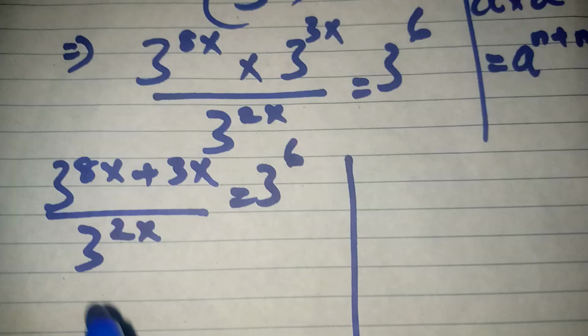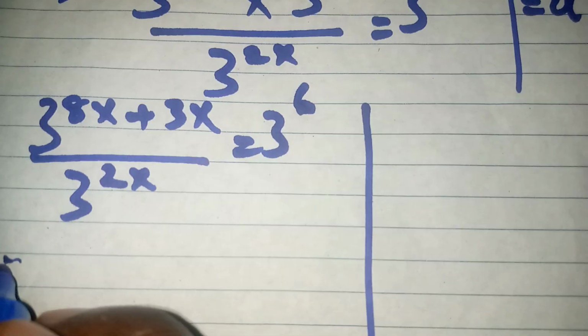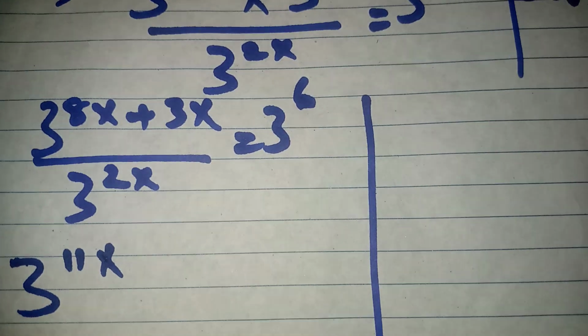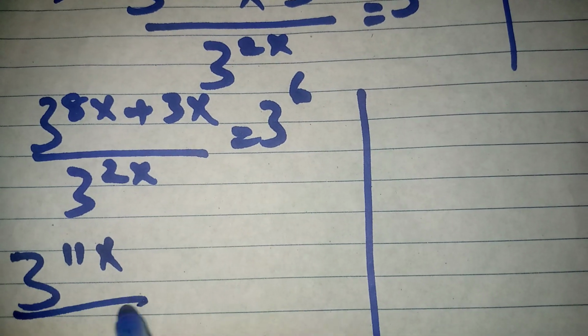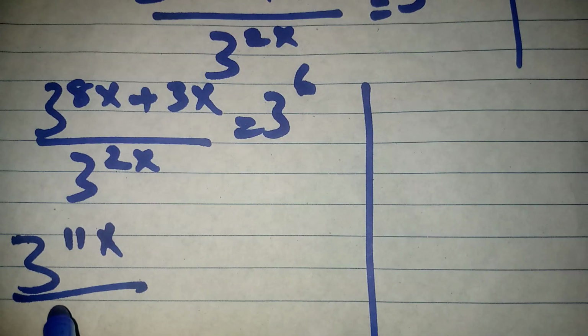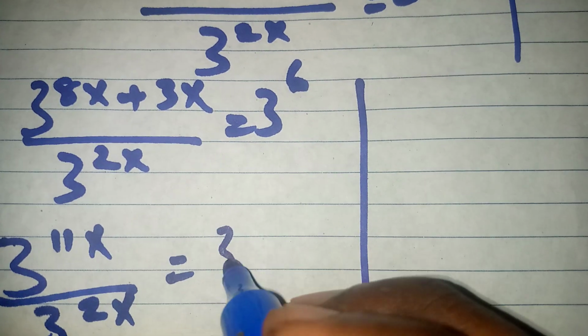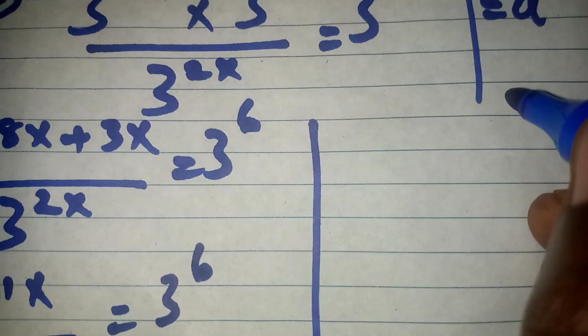So adding the powers, I'm going to have 3 raised to power 11x divided by 3 raised to power 2x is equal to 3 raised to power 6.